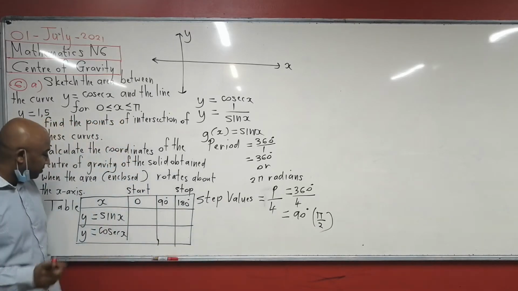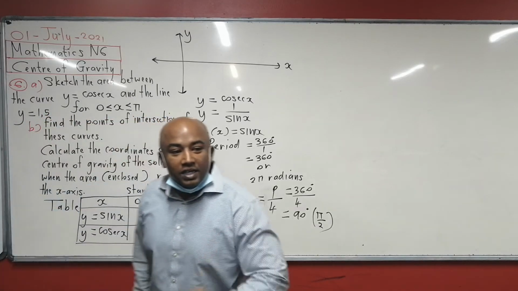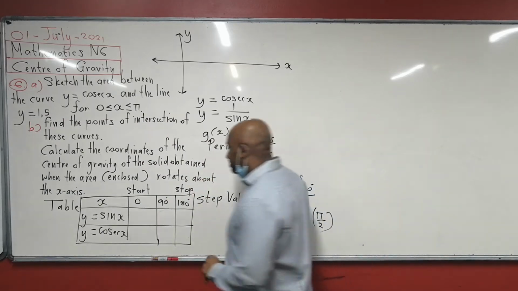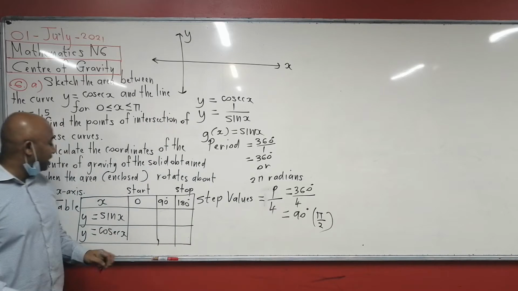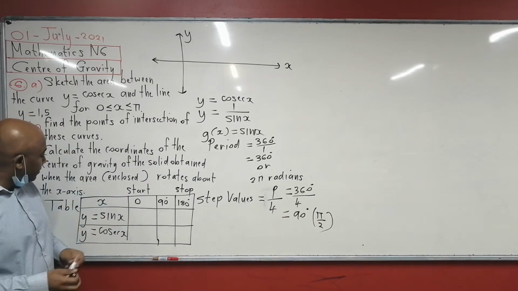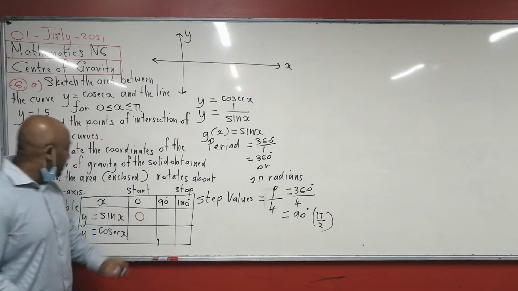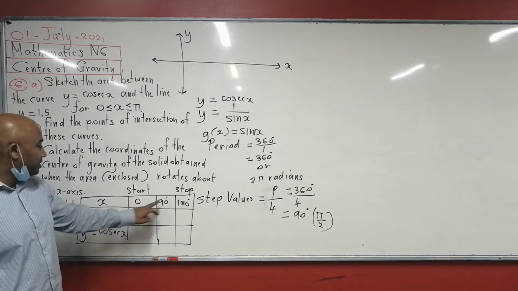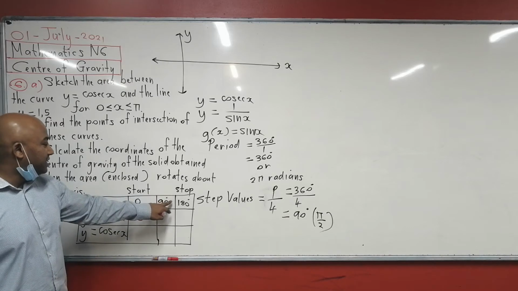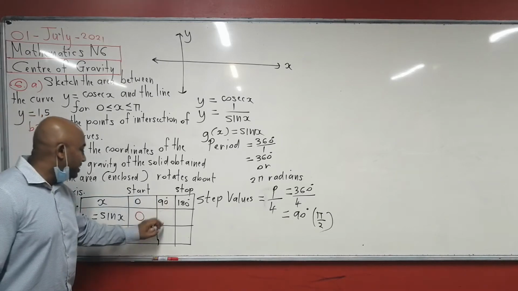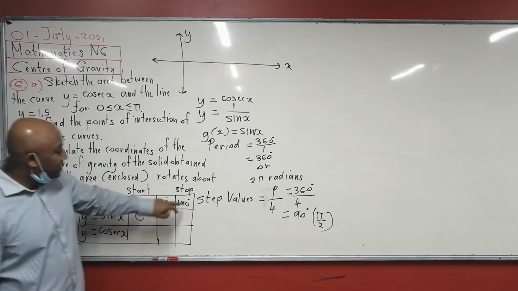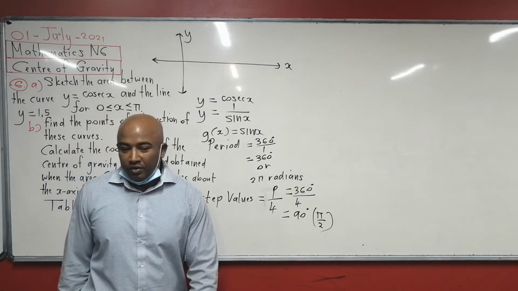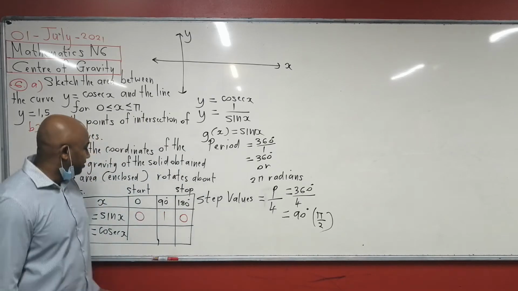Right, now we need to find out what is the corresponding y value when x is equal to 0. So from your basic sine graph, you should know that when x is equal to 0, sine of 0 is 0. Okay. Then let's go for 90 degrees now. When x is equal to 90 degrees, sine of 90 is 1. When x is equal to 180 degrees, sine of 180 is back down to 0. You should have this in your head from grade 12.